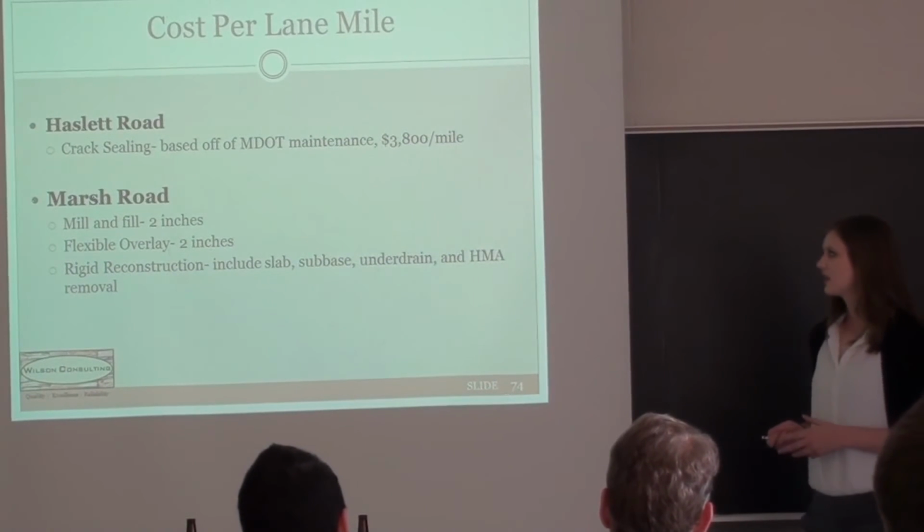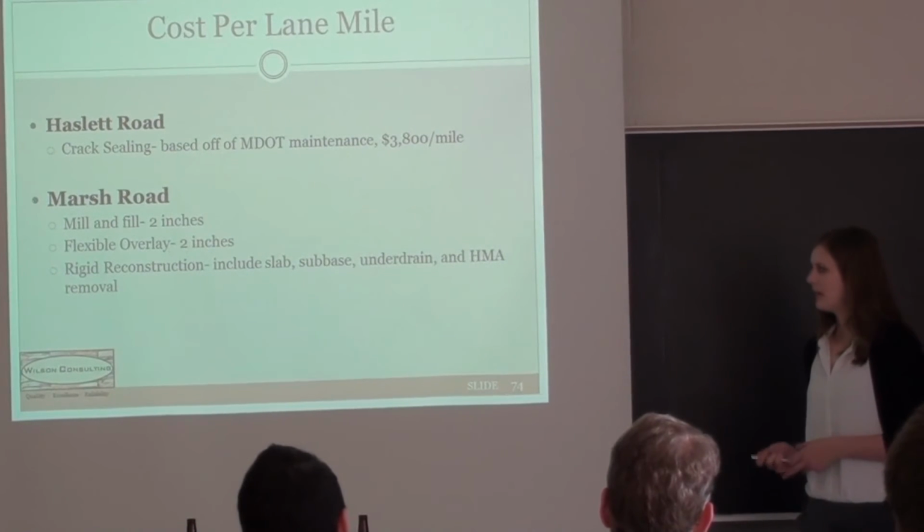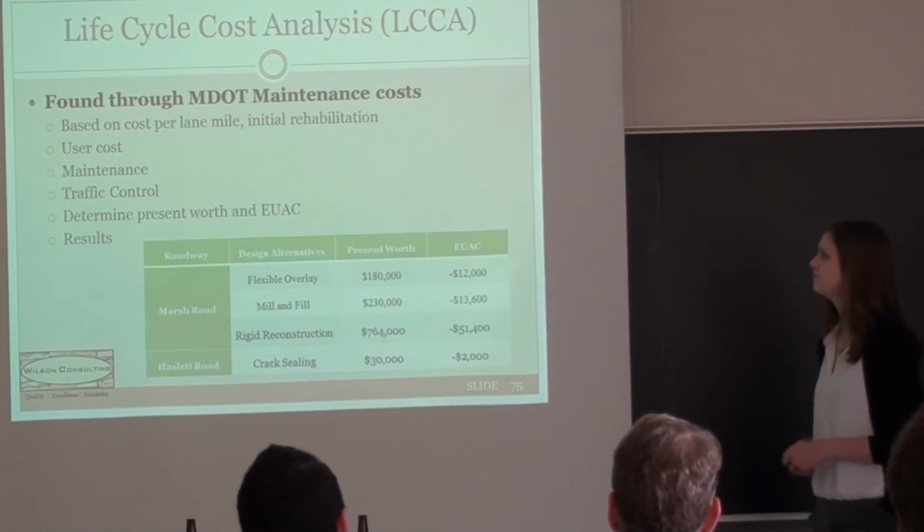And then the rigid reconstruction needed to include the design slab, the subbase, the underdrain, and also the removal of the existing asphalt layer.